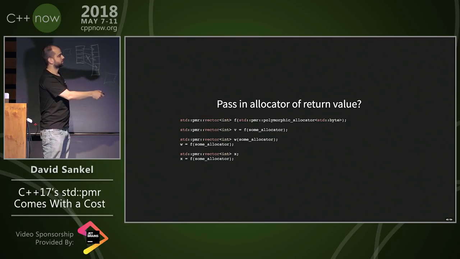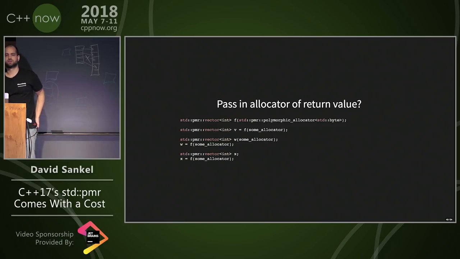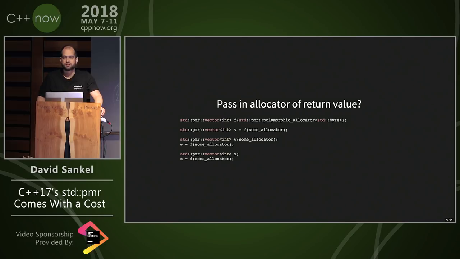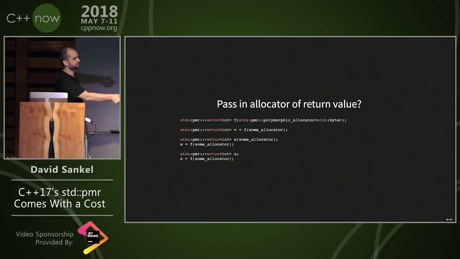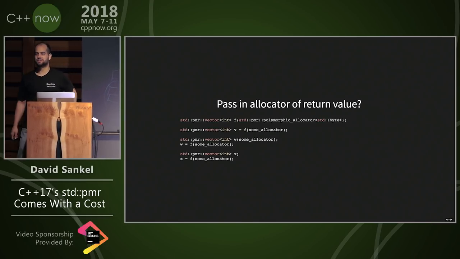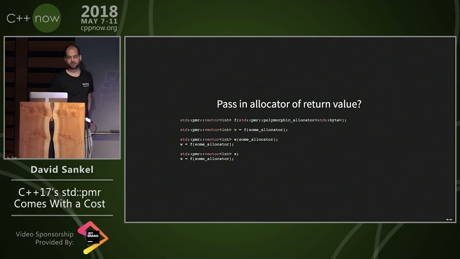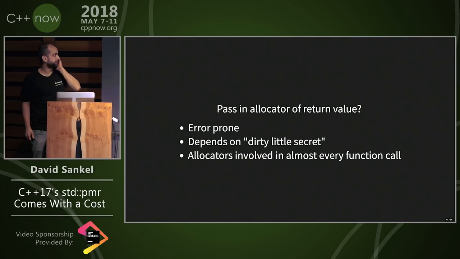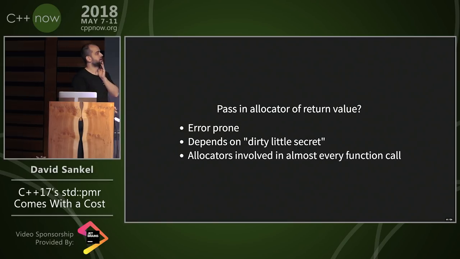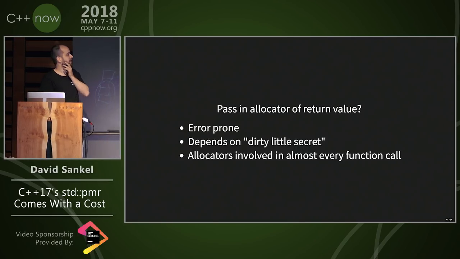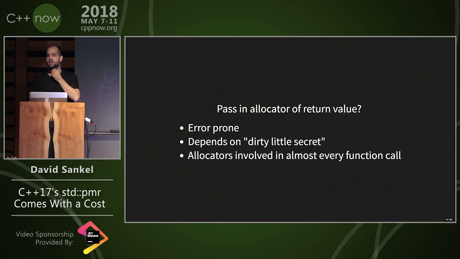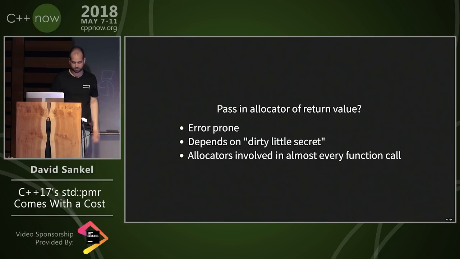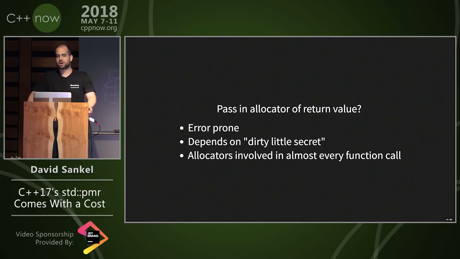What about X? What happens in this statement? What allocator does X have? The default allocator. Whoops. It's not obvious, right? By looking at the code, it's going to have the default allocator, unless you're very careful about it. So I don't really like this option. I think it's error prone. It depends on the dirty little secret. And allocators are involved in almost every function call. Every function which returns an object that allocates memory is going to take in this extra parameter. That can have performance costs.